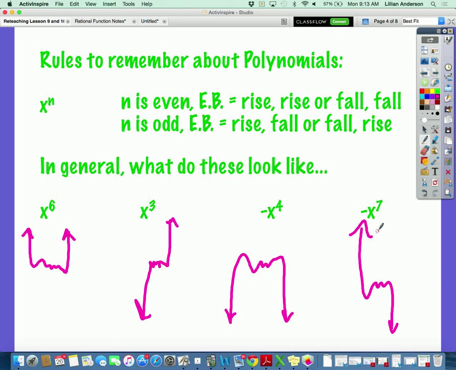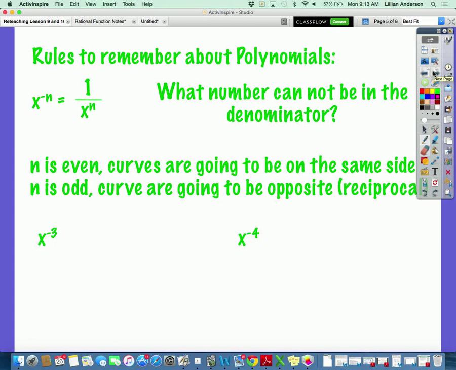What are the last type of exponents? The negative ones, okay? Remember, x to the negative n is the same thing as saying 1 over x to the positive n. What number cannot be in the denominator? 0. Because if you have 0 in the denominator, it's undefined. What's happening at 0? It's an asymptote. Asymptote, Chris.